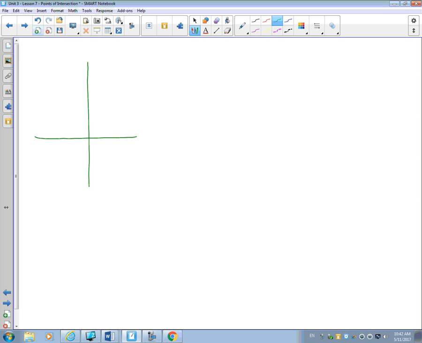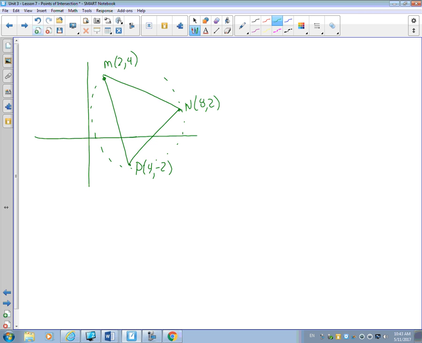Okay, so M is 2 and 4. Draw this a little bit bigger. M is 2 and 4. N was 8 and 2. And P was 4 and negative 2. And if I'm trying to find a circumcenter this time, a circumcenter means if I were to inscribe this in a circle, I'm going to find the exact center of that circle.